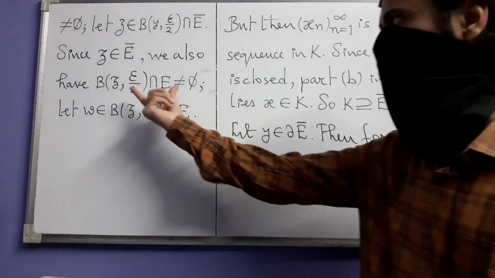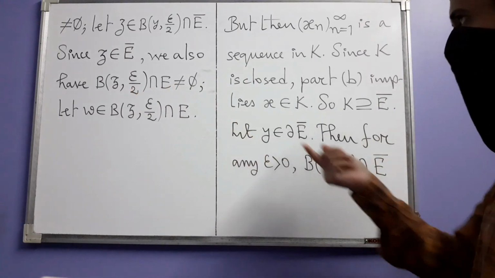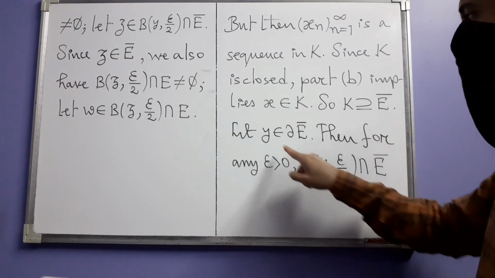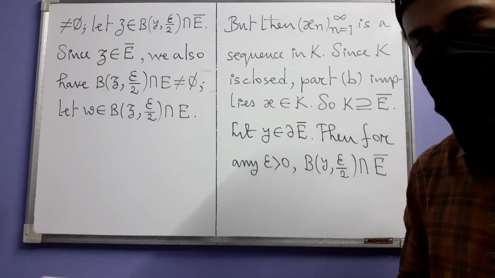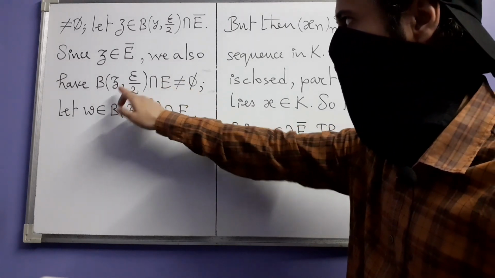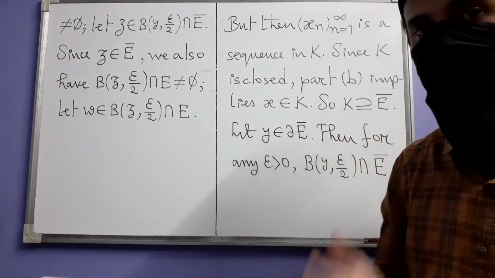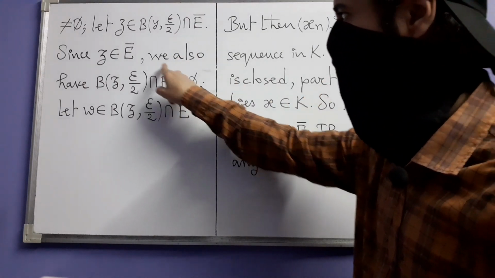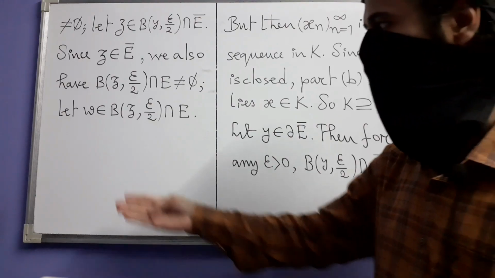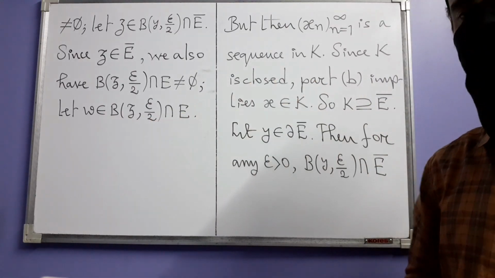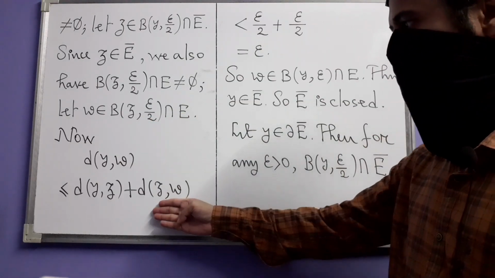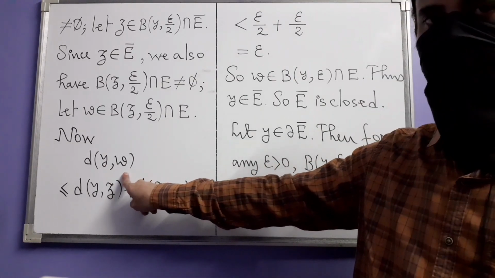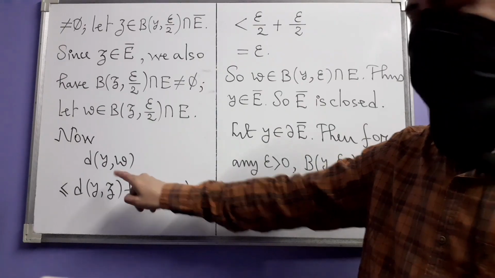The reasons for this intersection being non-empty and this one being non-empty are slightly different. This one is non-empty because Y is a boundary point of E bar. This one is non-empty because Z is an adherent point of E. But that one is also non-empty. So that means in this intersection also there will be something. So let W be a point in this intersection. Now you look at this calculation. We have considered the distance between Y and W. Why, that you will understand.